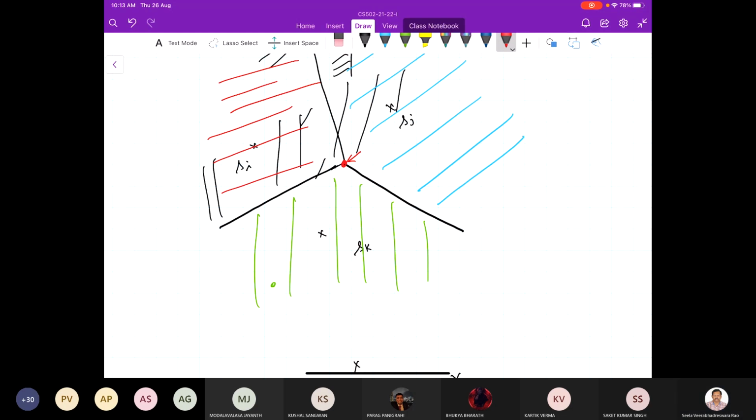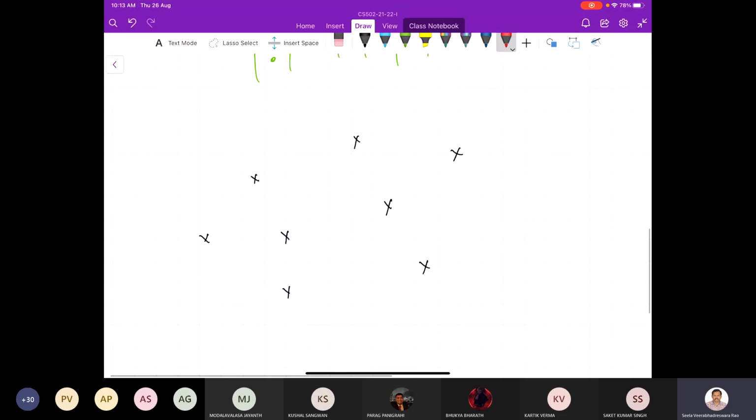Yes. It's the center, the circumcenter of the circle. Yes, this is the circumcenter of the triangle formed by these three points. Okay. Now you come here. Now we try to draw a Voronoi diagram for this one. Basically, I try to draw the bisectors.